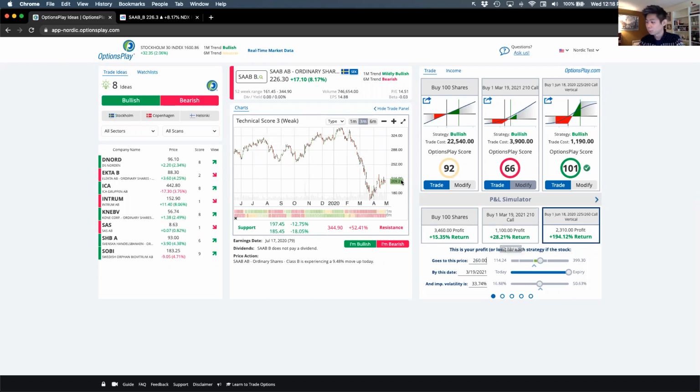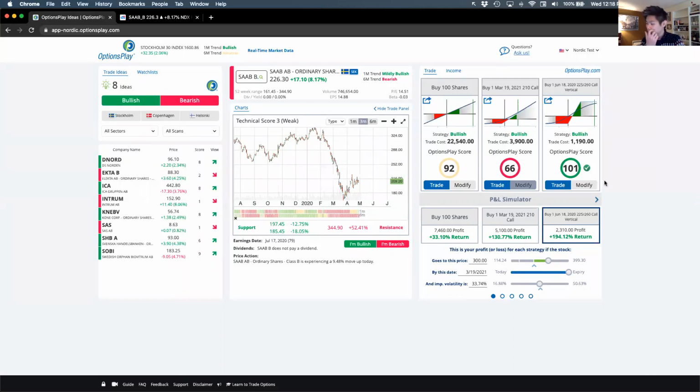But again, I think that's a pretty short-term view on Saab. If you were long-term bullish, you'd probably be shooting more for the 300 level or so. You'd have to ask yourself how bullish you are on Saab. It's hard for me to say that for you, but if you do get that move up to 300, you're looking at about a 33% return on the stock, which is not bad for a year. But if you bought the call option, you're looking at a 130% return here on Saab.